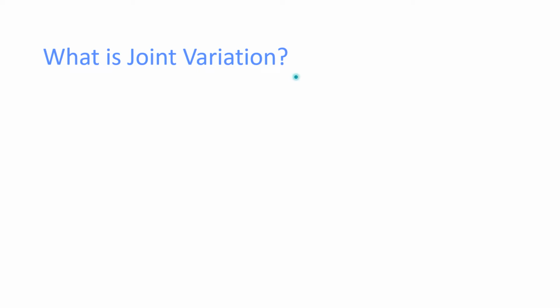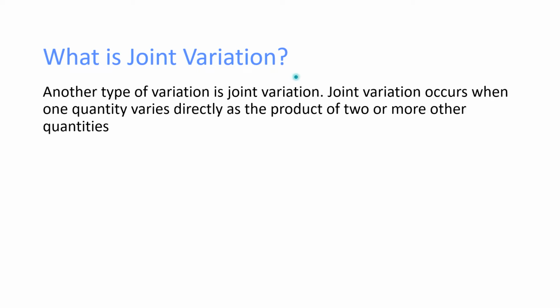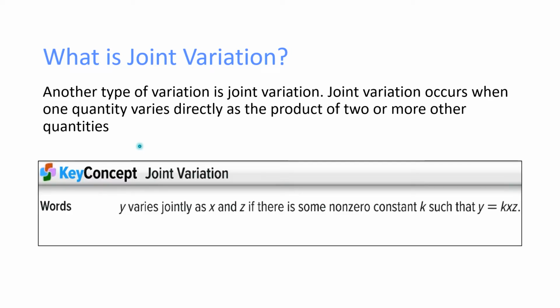What is joint variation? Another type of variation is joint variation. Joint variation occurs when one quantity varies directly as the product of two or more other quantities. Let's look at the key concept of joint variation. Y varies jointly as x and z if there is some non-zero constant k such that y equals kxz.